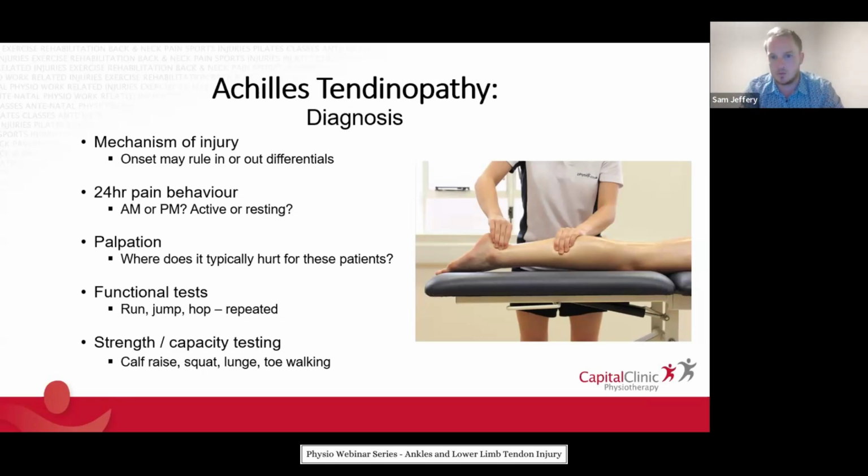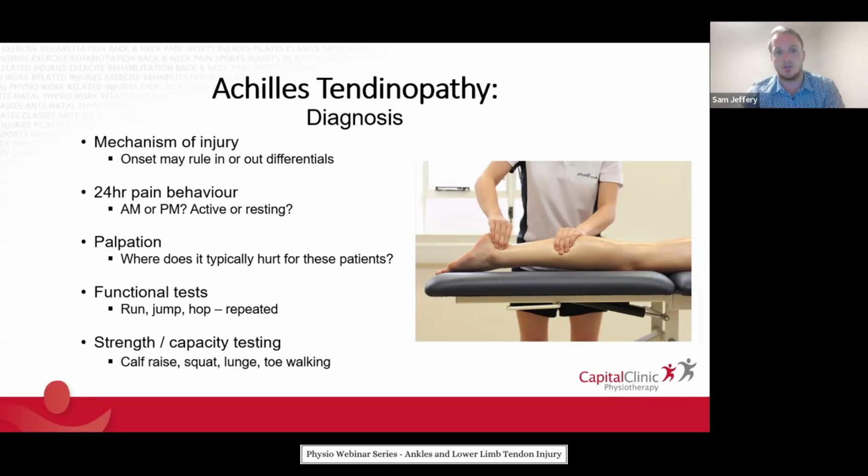Palpation can again help us rule in or rule out anything else that might be going on. So again, if that pain's actually more under their heel, we're thinking more plantar fascia. If it's down towards the back of the heel, it could be more insertional Achilles, which might just change our rehab a little bit, or mid-portion Achilles, or moving higher up.